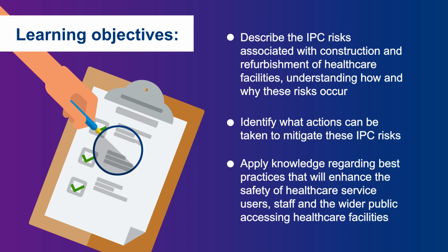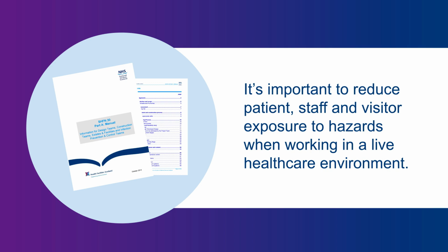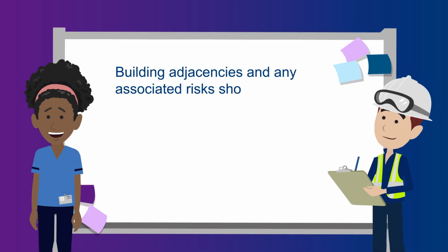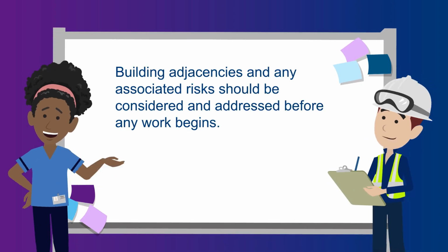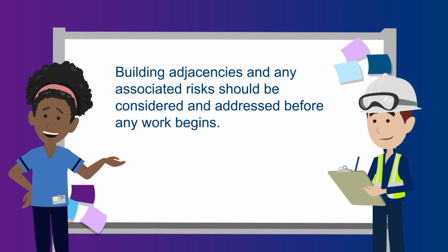accessing healthcare facilities. It's important to reduce patient, staff and visitor exposure to hazards when working in a live healthcare environment. Scottish Health Facilities Note 30, SHFN 30, provides a series of best practice guidance documents, including the HAI Scribe process. HAI Scribe aims to manage infection risks using a prevention and control of infection questionnaire. These guidance documents provide built environment infection prevention and control information for healthcare project teams, which help identify, manage and record risks.